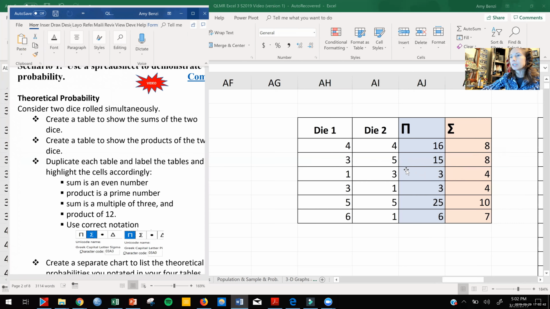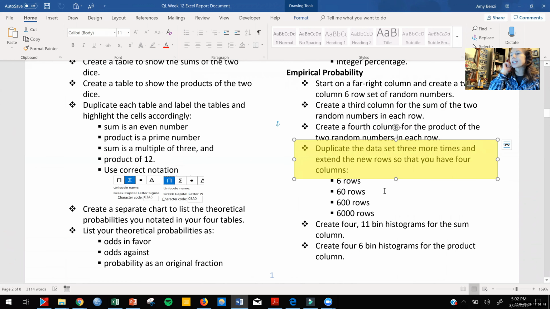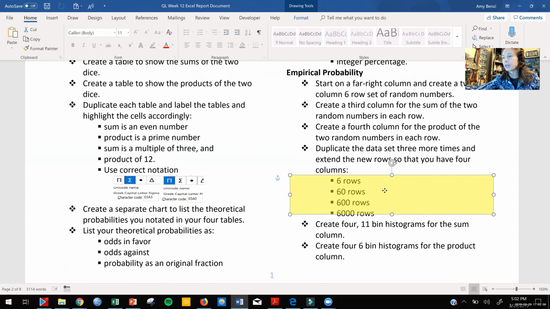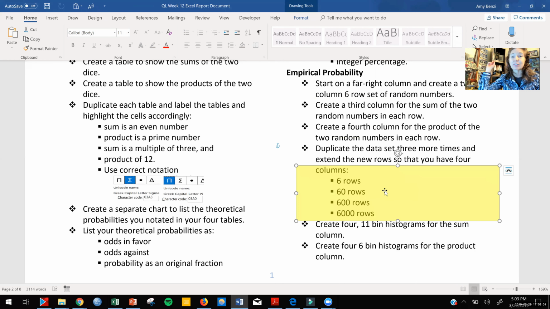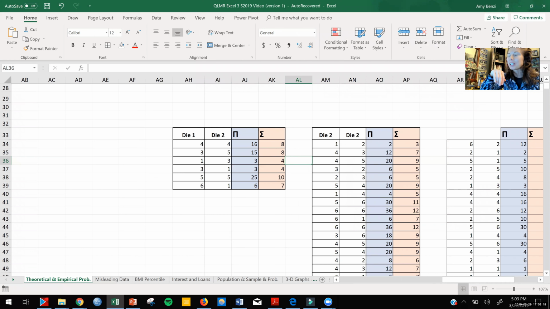What's next on the sheet? It says to duplicate the set of data. Where are we? Right here. Duplicate the set of data 3 more times and extend the new rows so that you have 4 columns. We want 6 rows, 60 rows, 600 rows, and a whopping 6,000 rolls. Yes, rolls, rows. I know it takes a little bit of extra time to make 6,000 rows, but really it only takes about 1.5 minutes. So it seems like forever. Don't watch the kettle boil. Just bring it down without thinking about it.